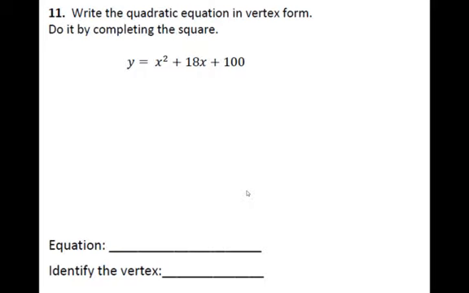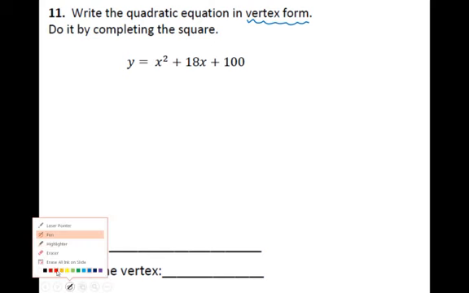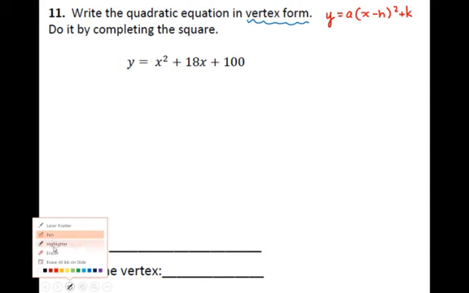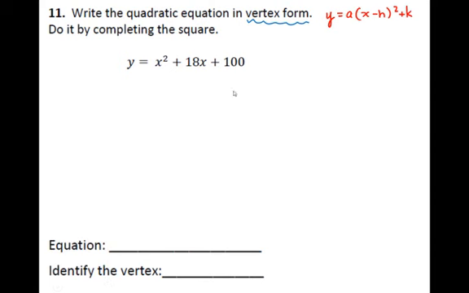Number 11. Write the quadratic equation in vertex form and do it by completing the square. Okay, right now it's in standard form. So we need to get it in the form y equals a times x minus h squared plus k. And we're going to do this by completing the square. So first, we're going to subtract 100 from each side. So y minus 100 equals x squared plus 18x.